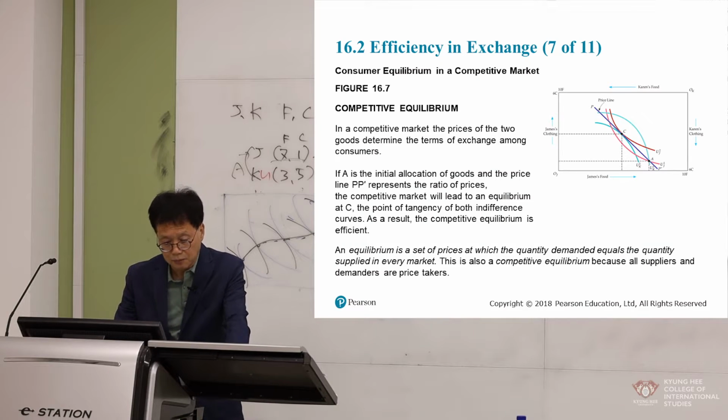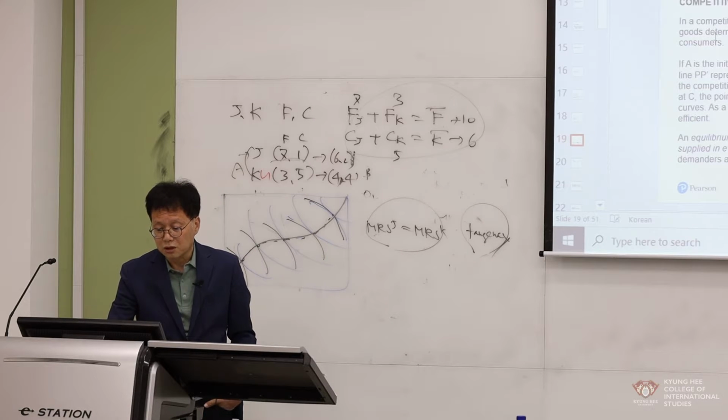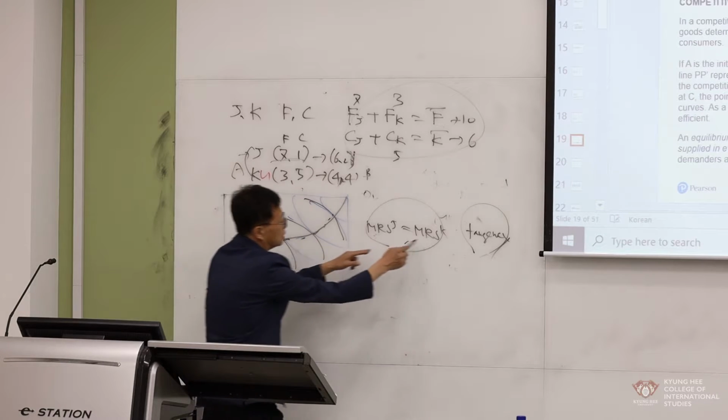And slide number 19: consumer's equilibrium in a competitive market. In a competitive market, the prices of the two goods determine the terms of exchange among consumers. And in this graph, this condition is satisfied.